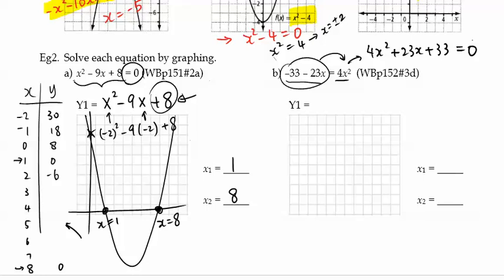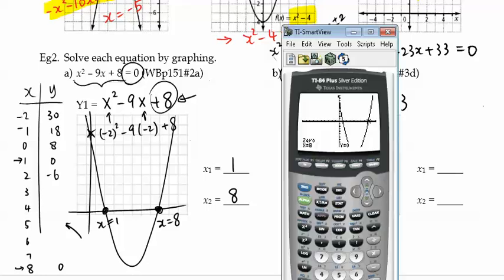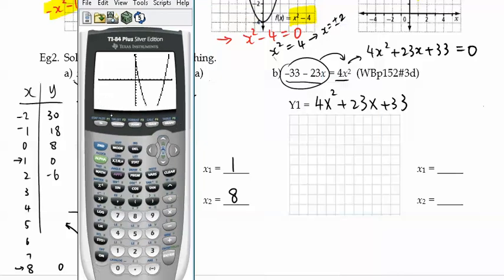This is the trinomial I will enter into my graphing calculator. 4x squared plus 23x plus 33. On my calculator, this time let me clear this. I can go to y equals and enter this equation into it. 4x squared plus 23x plus 33. Press graph. You will see a parabola.